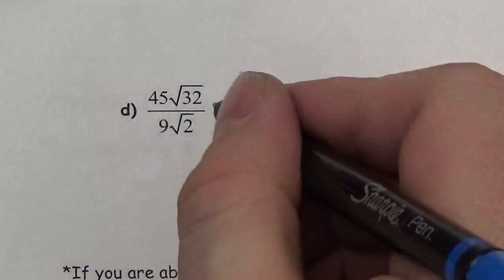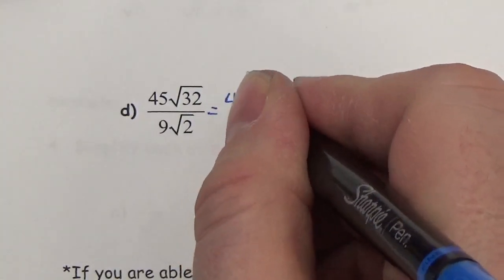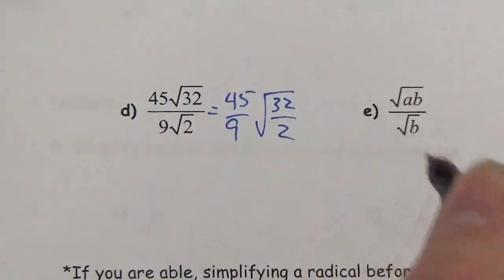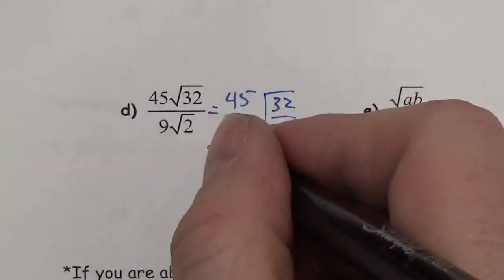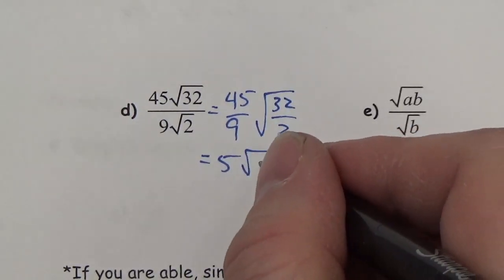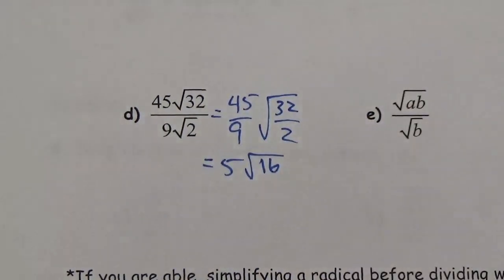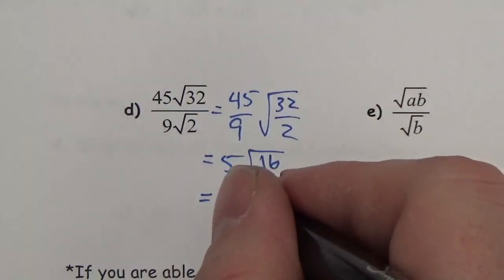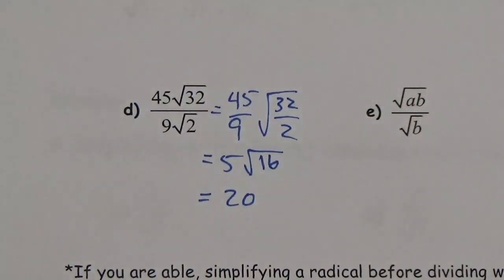With this one right here, again, we're going to split that up, so it's going to be 45 over 9, and this is going to be 32 over 2 inside the radical. 45 over 9 is 5. And then 32 divided by 2 is 16, but don't run away from that yet, because you know that the square root of 16 is 4, and so 5 times 4 will equal 20. That worked out quite nicely. I like that one.